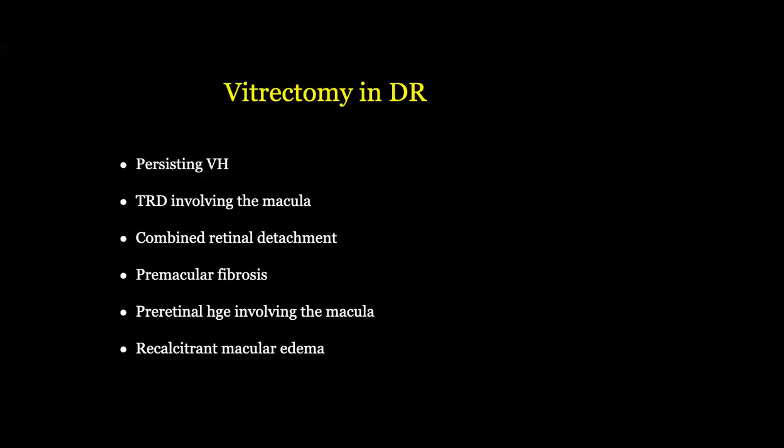So when do you go for vitrectomy in diabetic retinopathy? There is a persisting vitreous hemorrhage which is not resolving, or tractional retinal detachment which is involving the macula, a combined retinal detachment, a premacular fibrosis, a pre-retinal hemorrhage involving the macula, and a macular edema which is not resolving, then we can consider vitrectomy in DR.